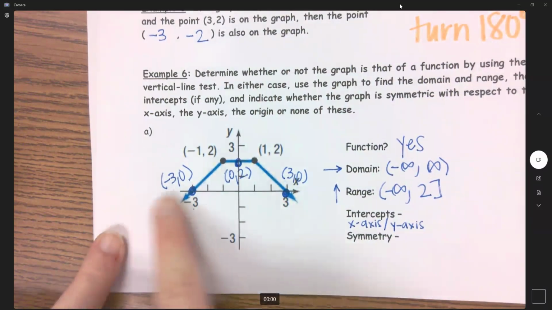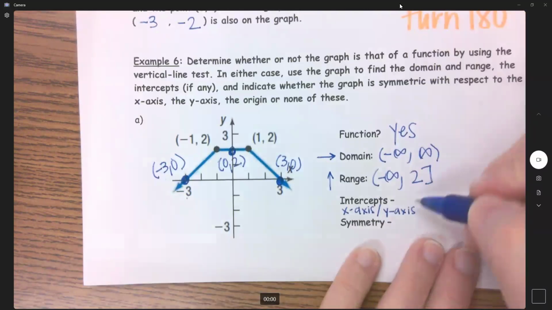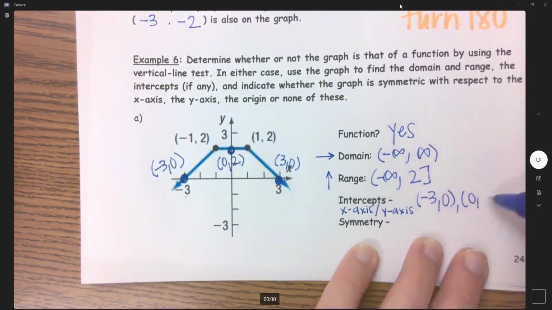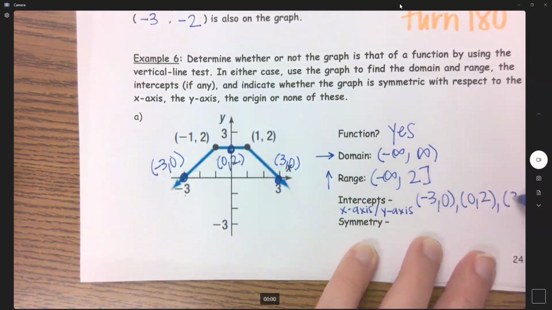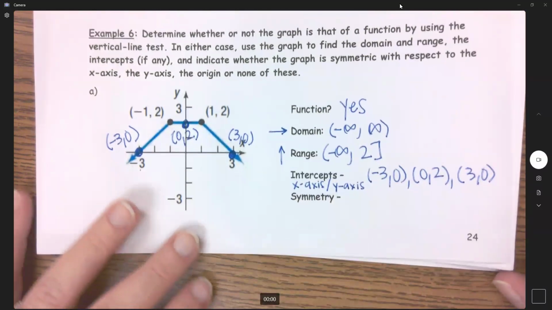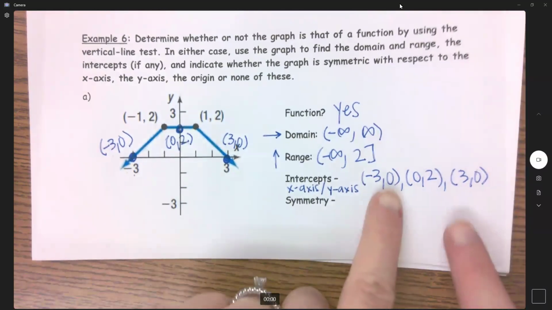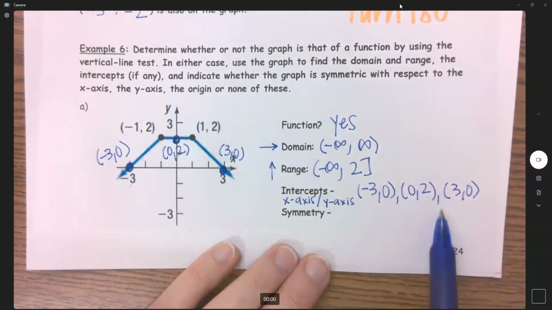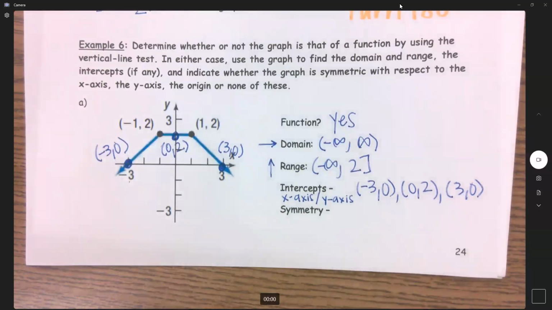Where is it crossing the x-axis and the y-axis? So we have -3, 0, 0, 2, and 3, 0. Okay, when you have an intercept, one of those numbers should be a 0 in that ordered pair. And just a little tidbit, in my math lab, you do have to put a comma in between all those ordered pairs, or you'll get it wrong. So heads up there. And then symmetry.